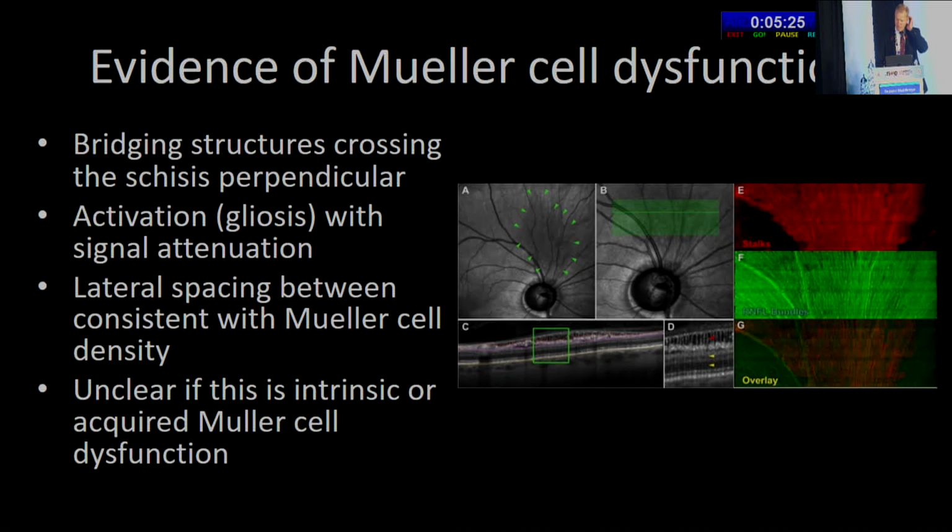This is some work from Brad Fortune from our group, who believes this is Mueller cell dysfunction. The Mueller cells keep the cells together, keep the retina together, and they become sick or tired, and you get this schisis, and then all of a sudden they recover, as you can see in those photos, and they start to keep the retina back together. So the OCT just doesn't show the nerve fiber layer thinning. There's this dynamic process happening.